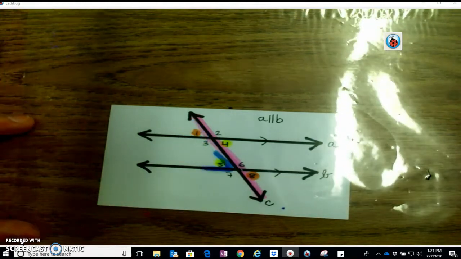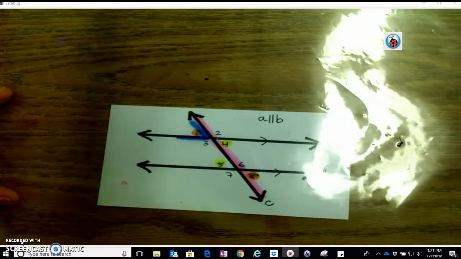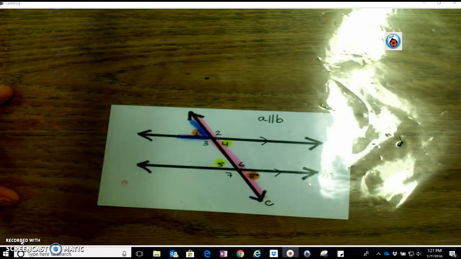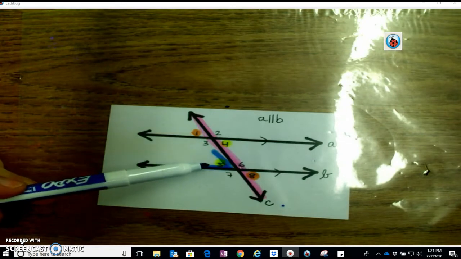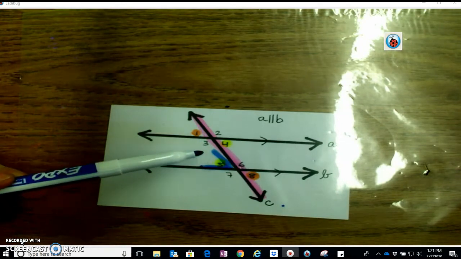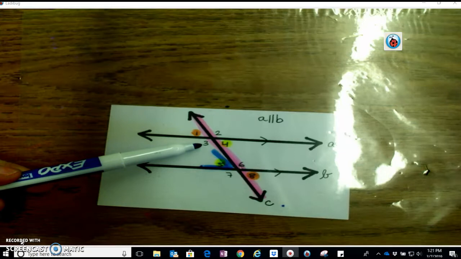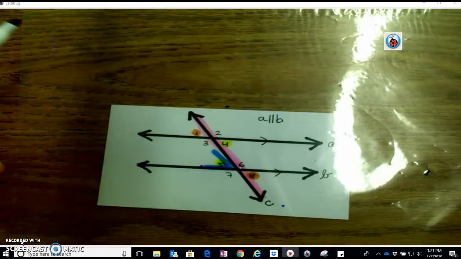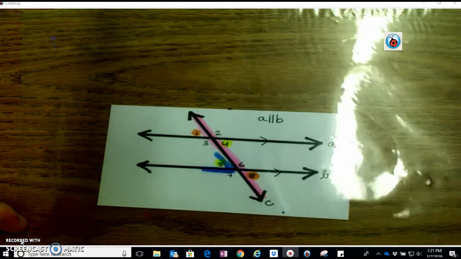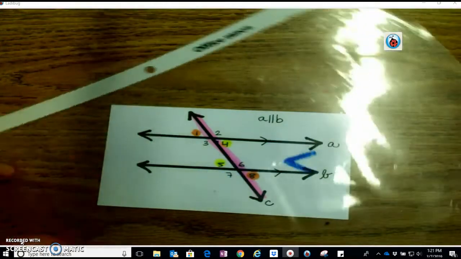They are on the same side of the transversal. That is called corresponding. They are corresponding angles. So angle 1 and angle 5 are corresponding. Angle 3 would correspond with, that's right, angle 7. What about on the other side? What would correspond to angle 8?